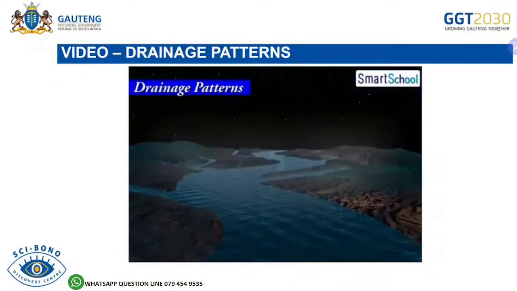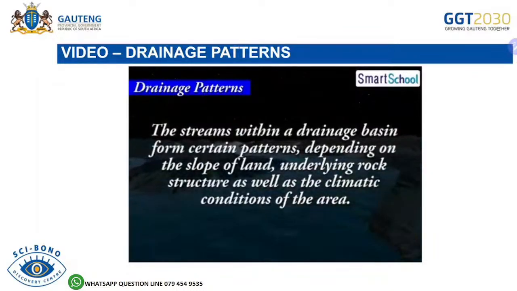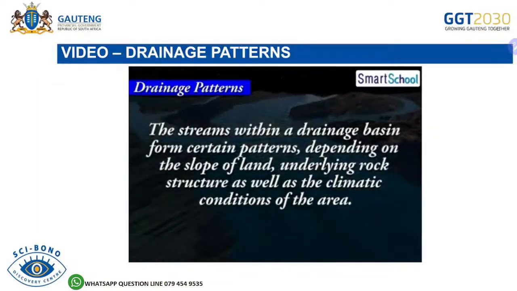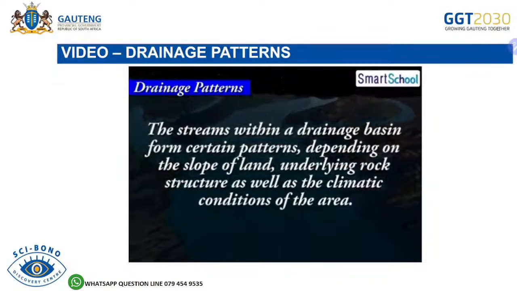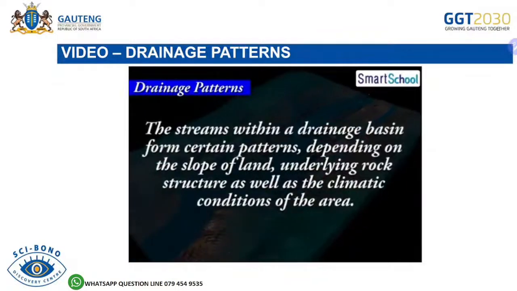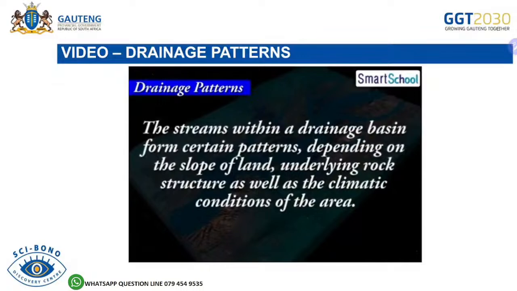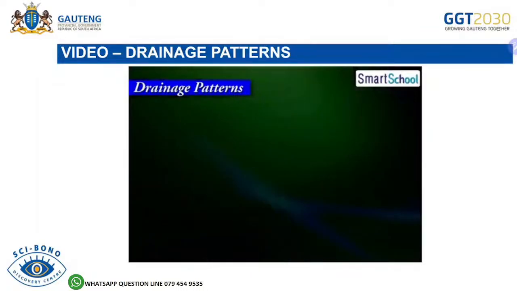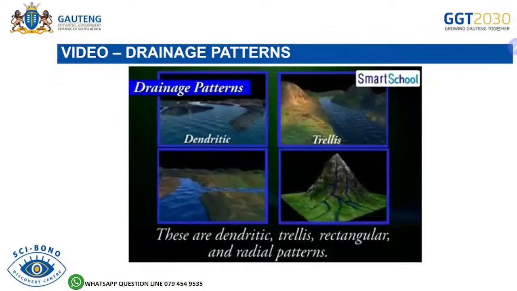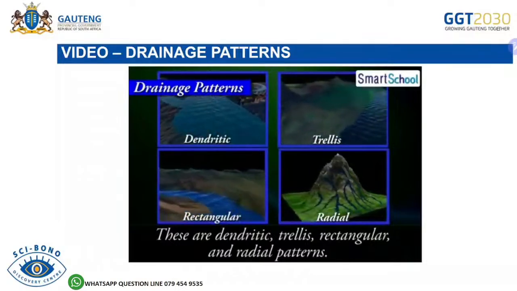The streams within a drainage basin form certain patterns depending on the slope of land, underlying rock structures, as well as the climatic conditions of the area. These are dendritic, trellis, rectangular, and radial patterns.